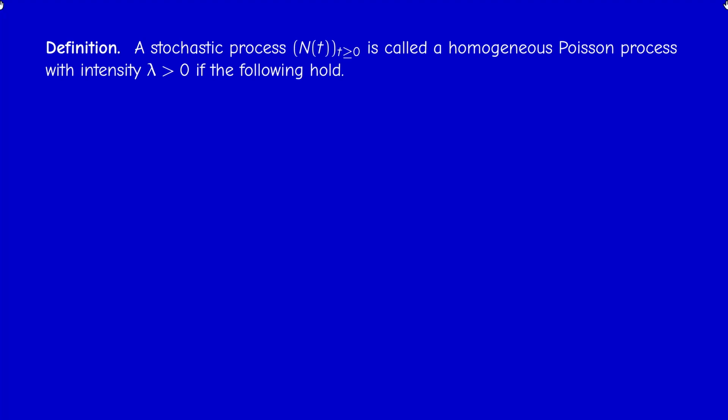If three conditions hold. The first condition is just a normalization condition. It says that N(0) is 0. So basically it means that at time 0, no one is there, if you think of N(t) as counting the number of arrivals or jumps, if you like.